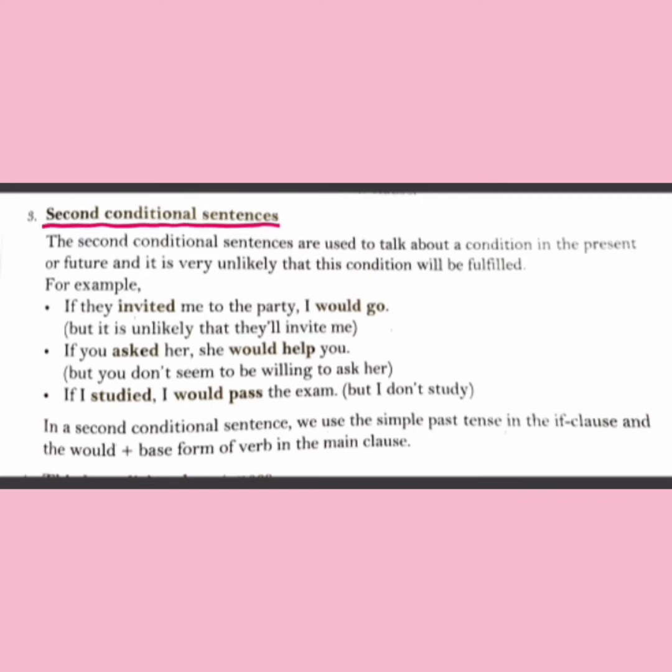Second conditional sentences are used to talk about a condition in the present or future, and it is very unlikely that this condition will be fulfilled. For example, if they invited me to the party, I would go. Now, here the condition is "if they invited," which is very unlikely to happen. They might not invite me. So, the result is I would go. The condition would be fulfilled.